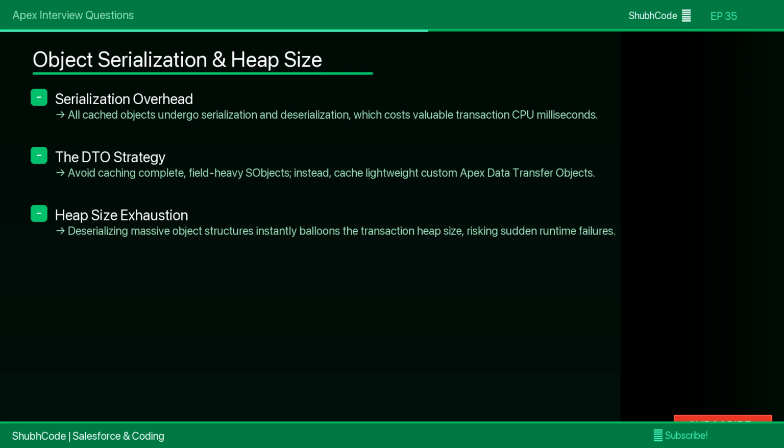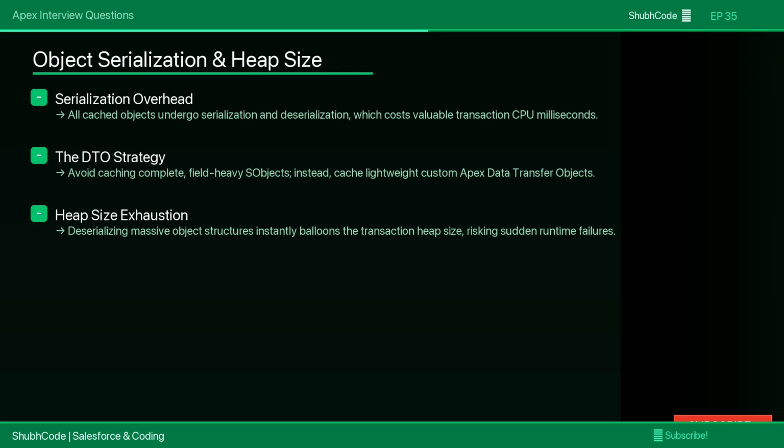To avoid this, always cache lightweight data transfer objects, or DTOs, containing only the primitive fields you absolutely need. For instance, instead of caching an entire list of Account objects, write a custom class, public class AccountDTO, public String id, public String name, and cache a list of those DTOs instead. This minimizes your serialization overhead, protects your transaction heap size, and ensures you get the maximum performance boost out of your cache allocations.